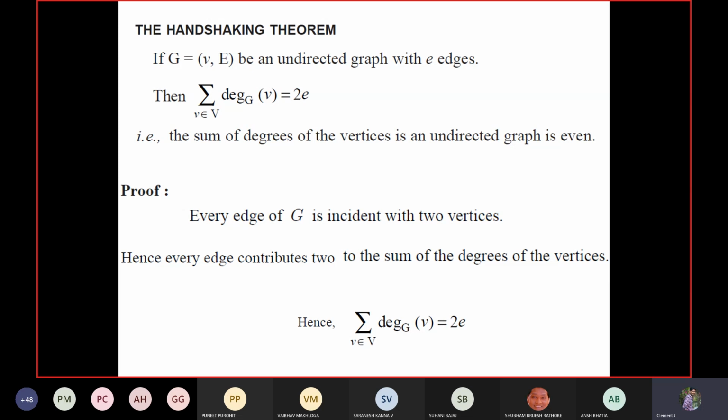This is the definition of handshake. This is the theorem of the handshaking property. Handshaking theorem is defined on a concept. You can consider any graph. I can consider this graph, maybe V1, V2, V3, V4. So here maybe E1, E2, E3, E4. So this is E5.